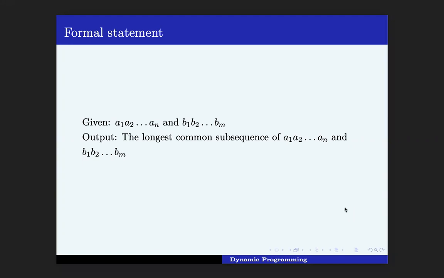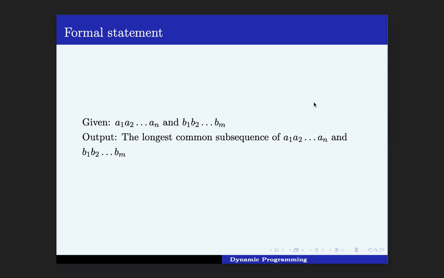If the last two characters, an and bm, are the same, then the longest common subsequence length will be the longest common subsequence of a1 to an minus 1 and b1 to bm minus 1, and I will add 1 to it because an and bm are the same. Very good. I can take that and add it to the longest common subsequence of the smaller part.